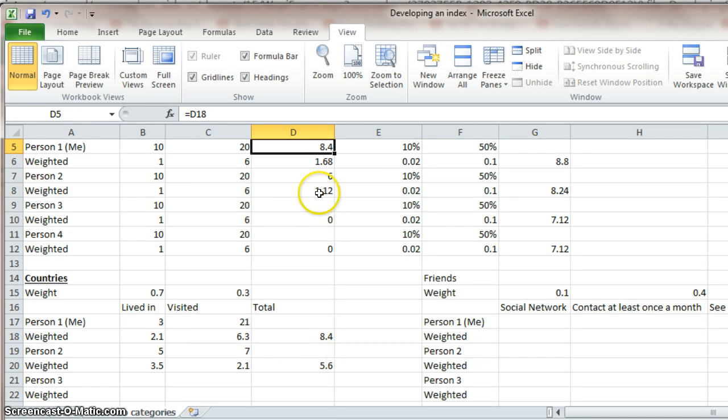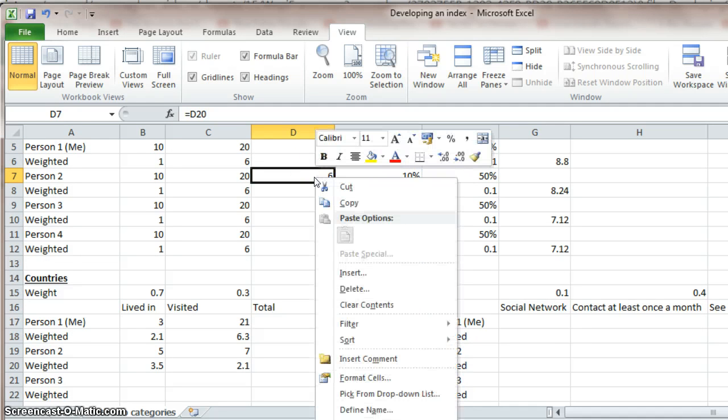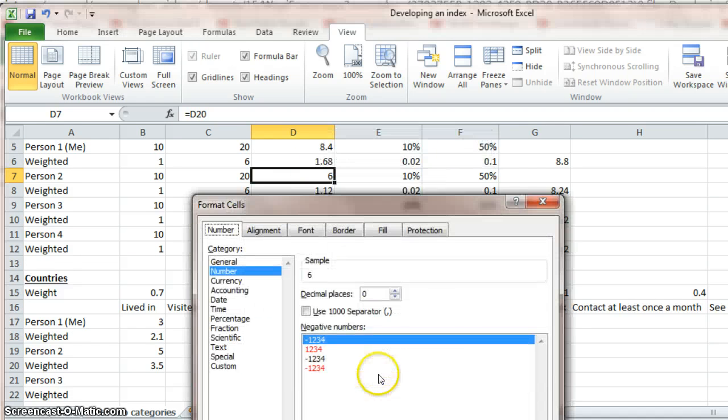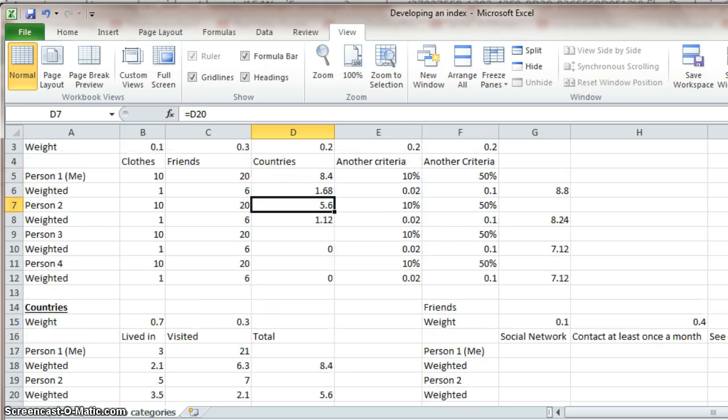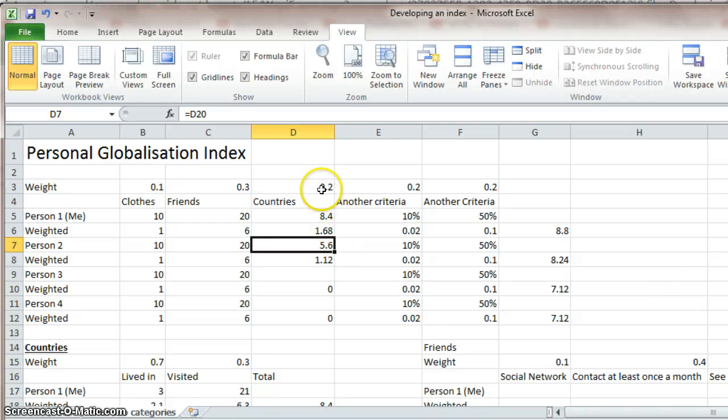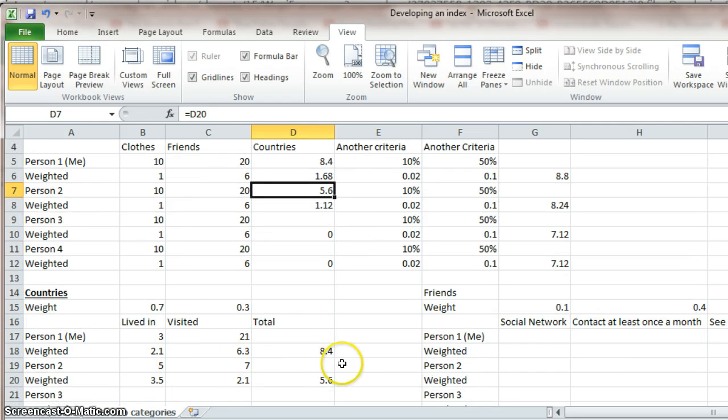It's 5.6. So this is rounded up, so I need to change the format again to 2 decimal places. There we go, 5.6. Okay, and I've just put equals D20, so this equals D20. So now we still have to work out the overall weighting for the countries category. Okay, so now we've worked out the figure for the countries by working out the different subcategories, 8.4.